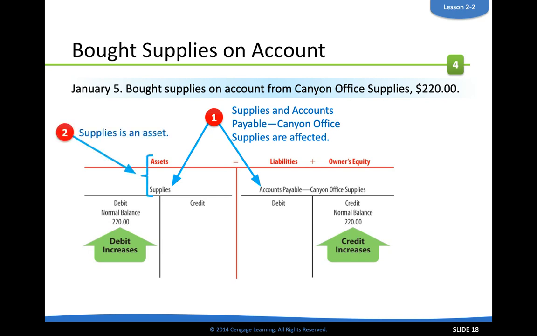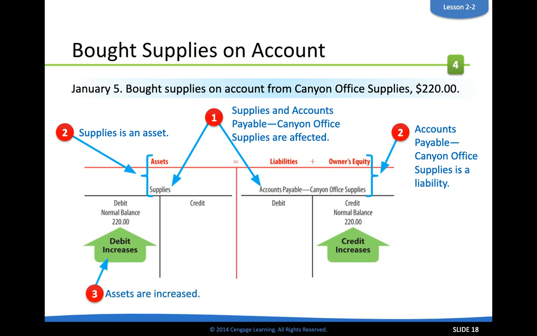So question number 2, supplies, what types of accounts are each of these? Supplies is an asset account. Accounts payable is a liability account. Question number 3, what is the effect of each? Well, when you buy supplies, your supplies account is going to increase because you're getting something. You're increasing your supplies, so increases in supplies. But your liabilities are also going to increase because now you owe Canyon Office Supplies $220.